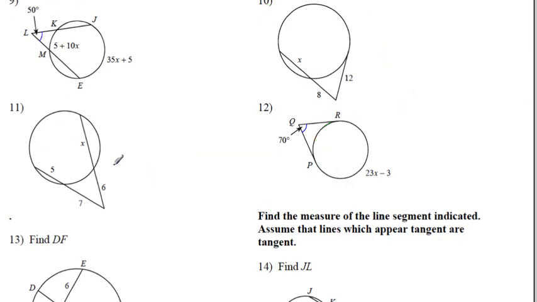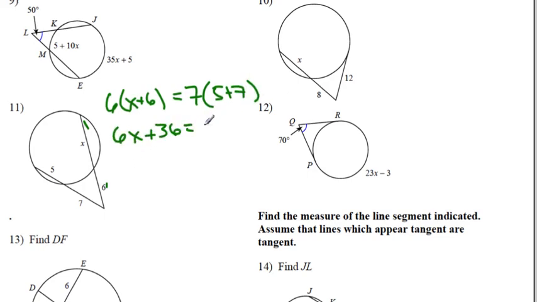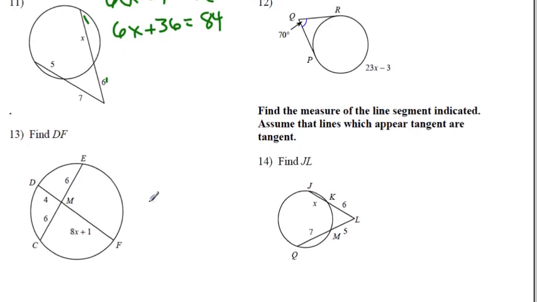This is like the other one that we got. Let's clear out what we have. We have 6 times, we got to put the whole secant in here. So x plus 6. That's going to equal 7 times 5 plus 7. All right, so what do we got? 6x plus 36 equals 35 plus... Why did I distribute that? Why don't I just do 7 times 12? Let's do that. 7 times 12, what's that, 84? I'm taking a guess there. Is that 84? Yeah, I think it is. And then you go through and you can solve that one. I don't need to solve that. You can solve that one.